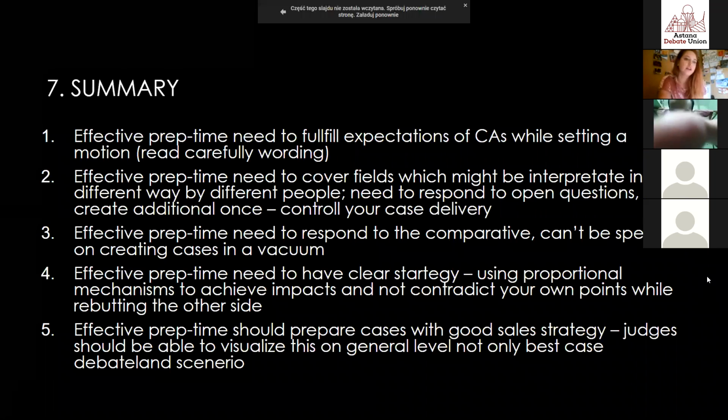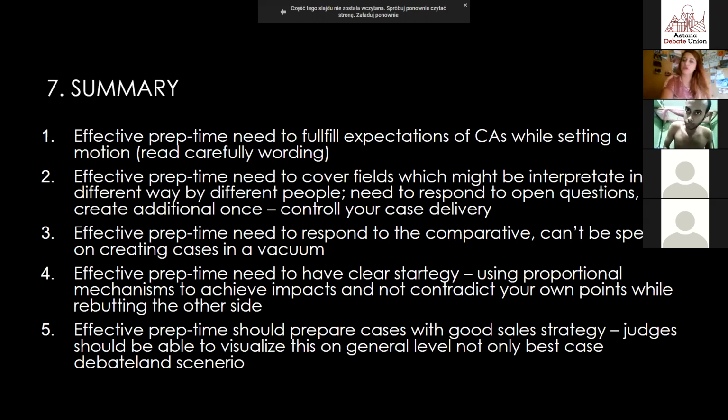Summary slide. And then the time for questions, if you have any. Effective prep time needs to fulfill the expectations of CAs while setting a motion. Read the wording carefully. That also means effective analysis and effective motion delivery. Effective prep time, which is one of the bases for successfully making a case, which might be interpreted in different ways by different people, needs to respond to open questions, not create additional ones, and control your case delivery, because it's the burden on the debater to be sure that people understood the case delivery in the way the debater has it in their head.